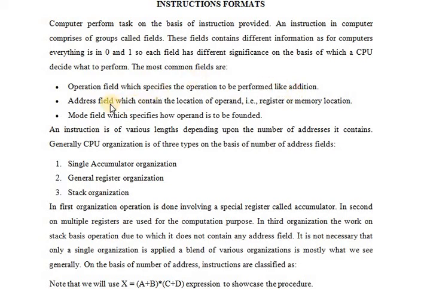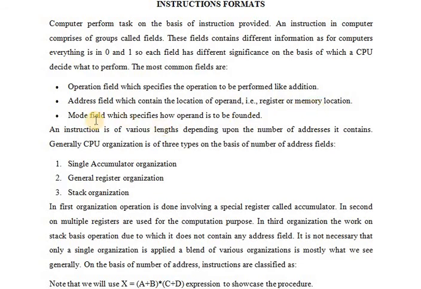Next one is the address field, which contains the location of the operand, that is a register or memory location. You know the difference between operator and operand. Operator means the addition symbol, subtraction symbol, multiplication symbol, division symbol. These you call operators. Operand means, for example, A, B up to Z. That you call an operand. So the address field contains the location of the operands in registers or memory locations.